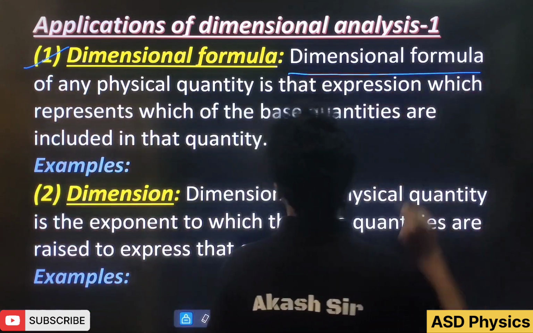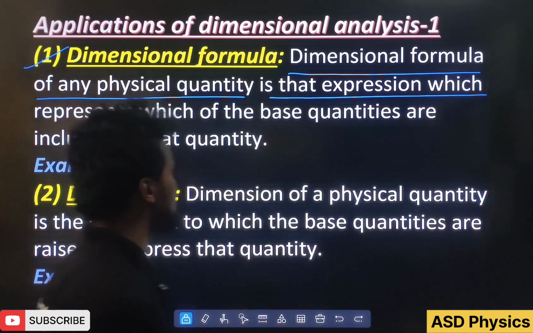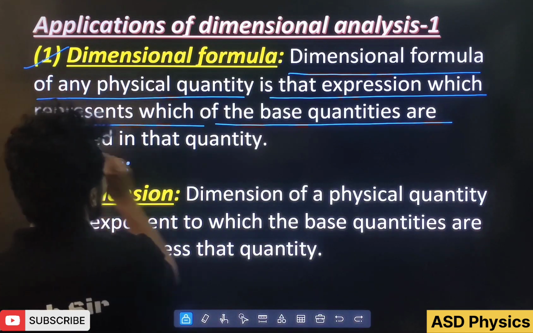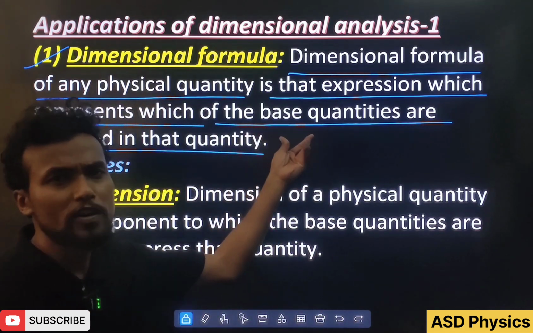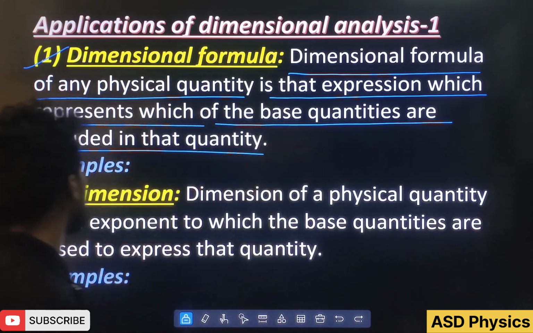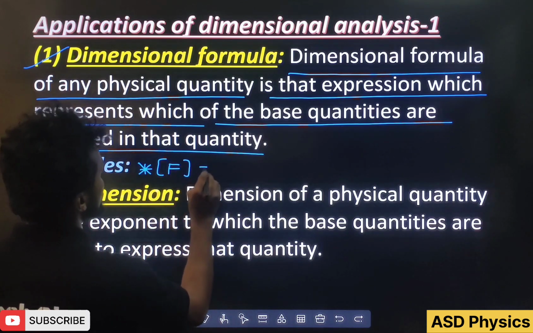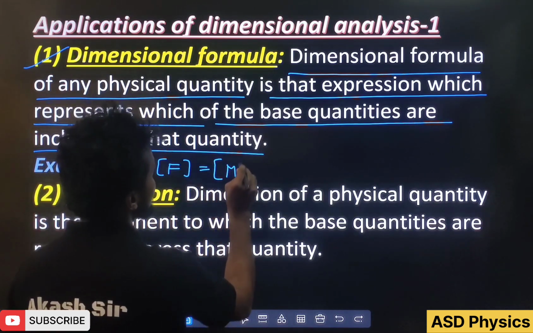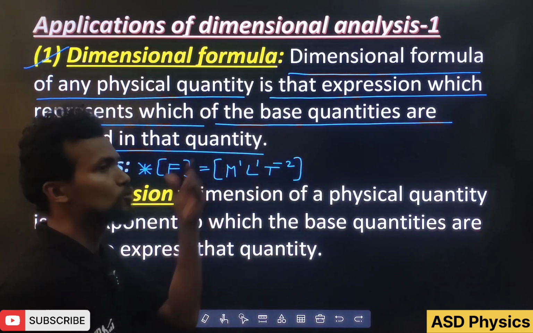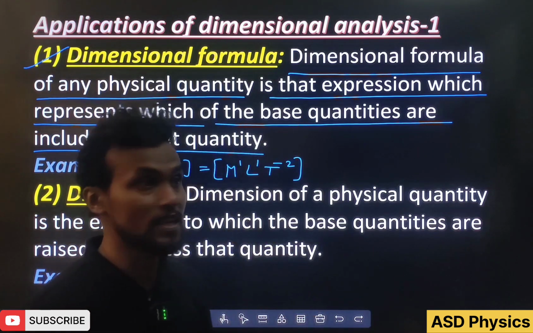The dimensional formula of any physical quantity is that expression which represents which of the base quantities are included in that quantity. Here base quantities means fundamental quantities, and how many fundamental quantities are there? 7. As an example, the dimensional formula of force is M^1 L^1 T^-2, like mass into acceleration. Mass means M, acceleration means LT^-2, from Newton's second law of motion, F = ma.